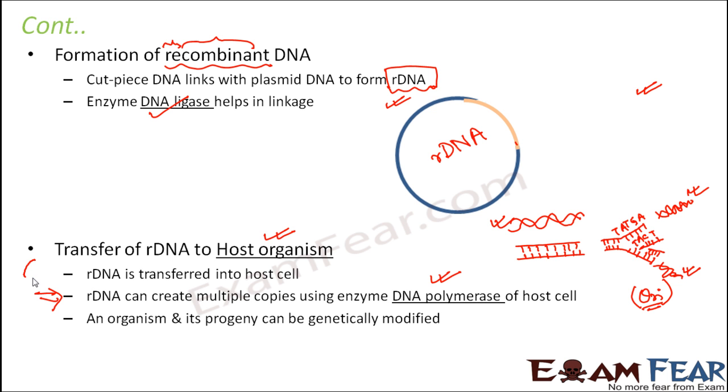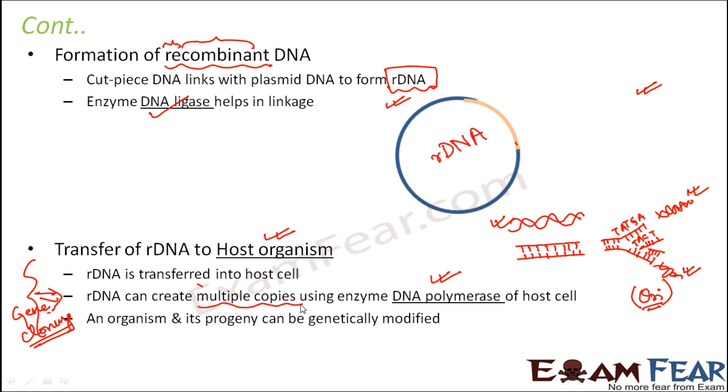So this process is known as gene cloning. Why? Because we are creating clones of a desired gene. When you are creating multiple copies, you are actually creating exact clones. However, there might be mistakes by the enzyme DNA polymerase, but more or less they are all exact clones. So this process is termed as gene cloning. Now, this is what happens throughout the process of genetic engineering.